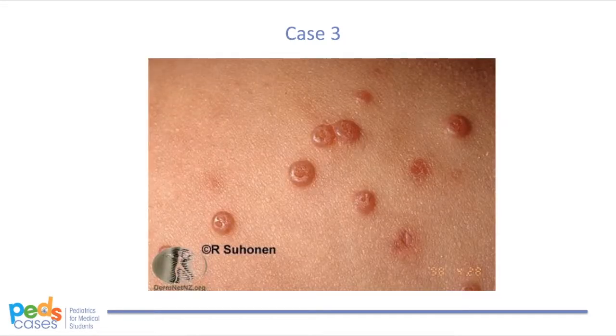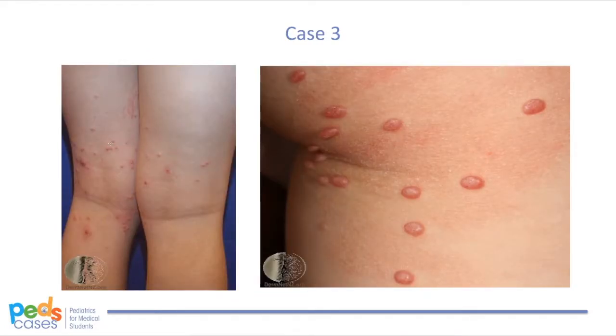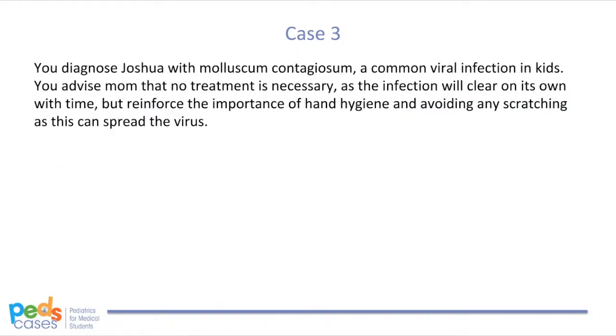You take a closer look at the individual lesions and note that they are flesh-colored to pink papules with an umbilicated center. They appear to have a shiny, waxy surface. Some of the lesions are in a linear pattern, as if they had been spread from scratching. You diagnose Joshua with molluscum contagiosum, a common viral infection in kids. You advise Mom that no treatment is necessary as the infection will clear on its own with time.